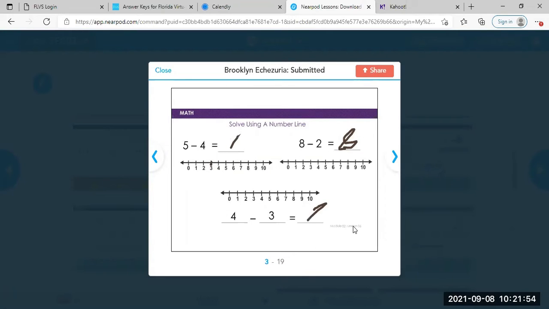Okay, let's go and look at one more kid. Brooklyn. Ooh, Brooklyn's going to try hopping. But look at all our answers. Let's look at this one again, because I'm not sure I can read this answer. Is it a 6 or is it an 8? Could be both, right? So we'll have to figure that out. But if you start on 8 and you jump back 2, 1, 2, you land on a 6.